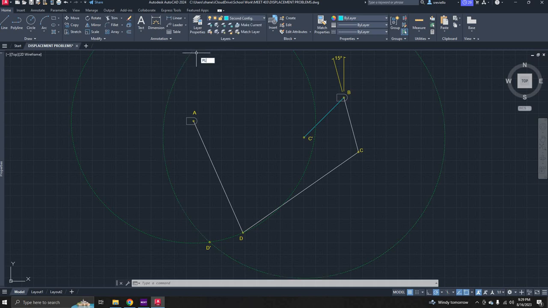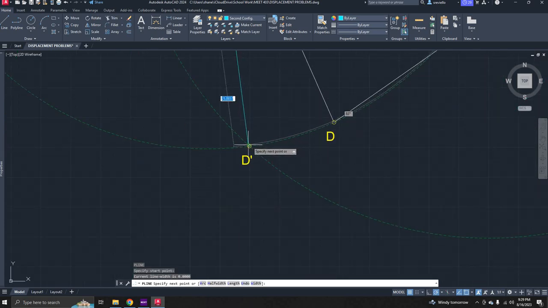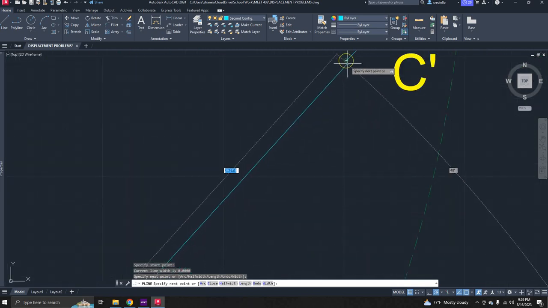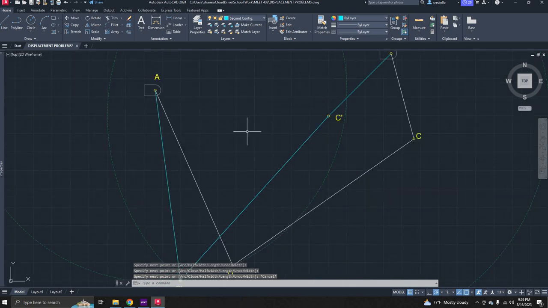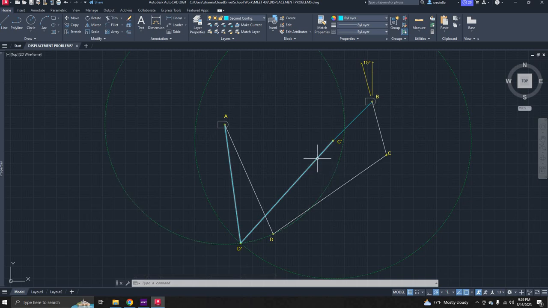And now all that's left is to finish our mechanism's second configuration with some lines connecting A to D prime, as well as D prime to C prime. Okay, so here we see our first configuration overlaid on our second configuration. So we see that as this driving link moves 60 degrees around, our wheel assembly, the link locating our wheel assembly, also rotates clockwise, but not nearly as much.